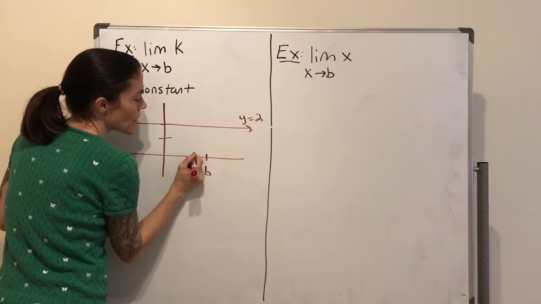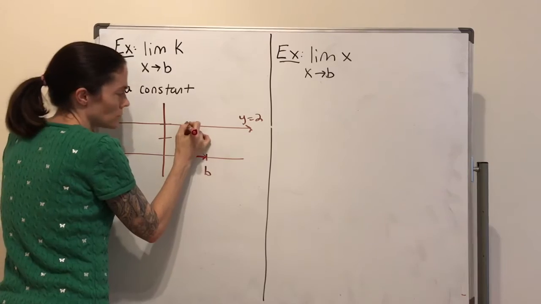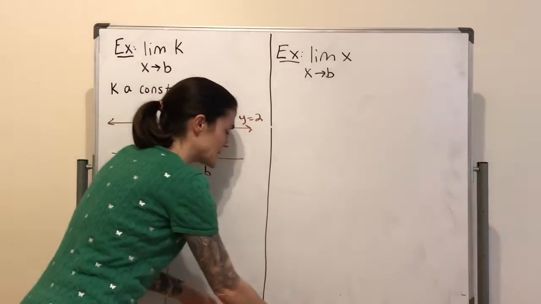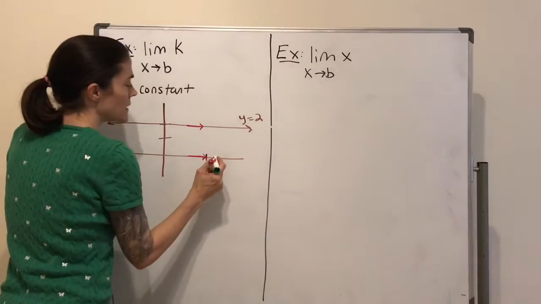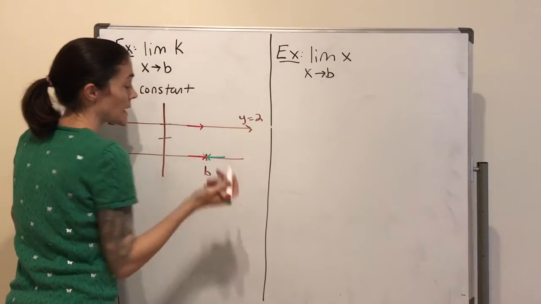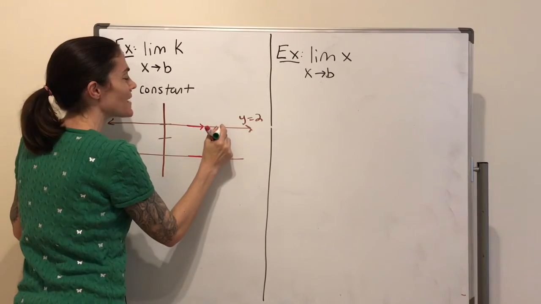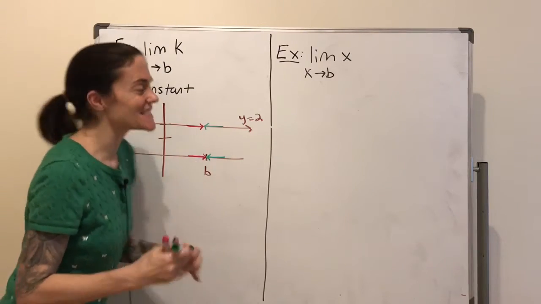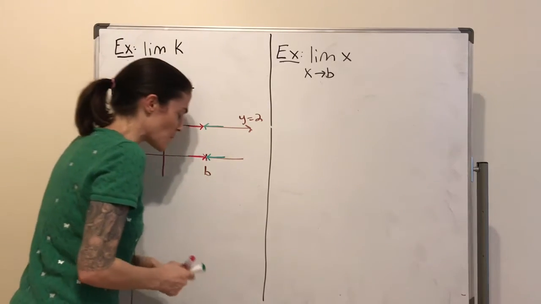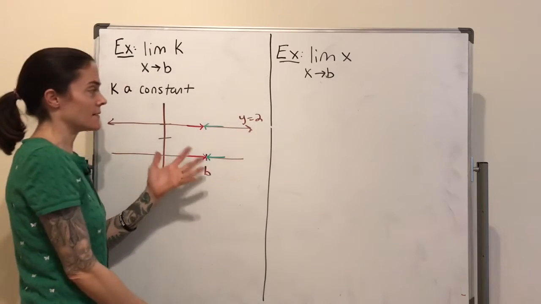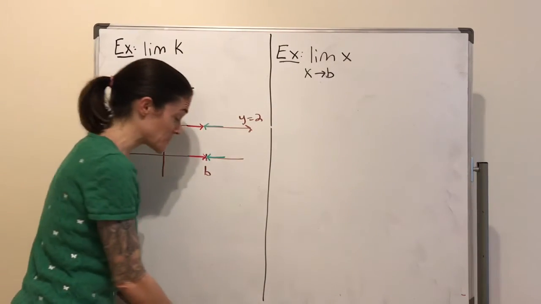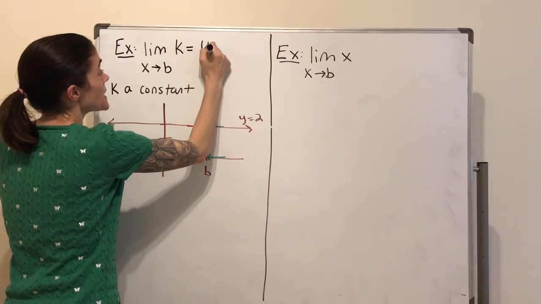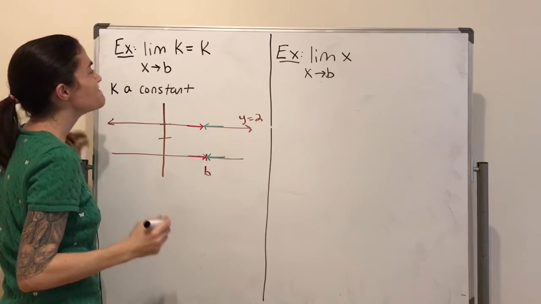So let's think about what this limit must be. Well, as you come in from the left, the y value, clearly we are approaching 2. Similarly, as we come in from the right and approach b, the y value, you see, is 2. This is a constant function, or generally it's k. So what you see here, just by thinking about this graphically, is this limit is k. Okay?